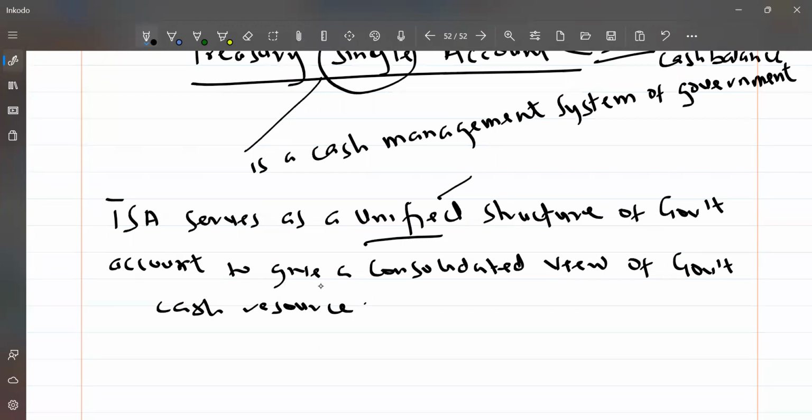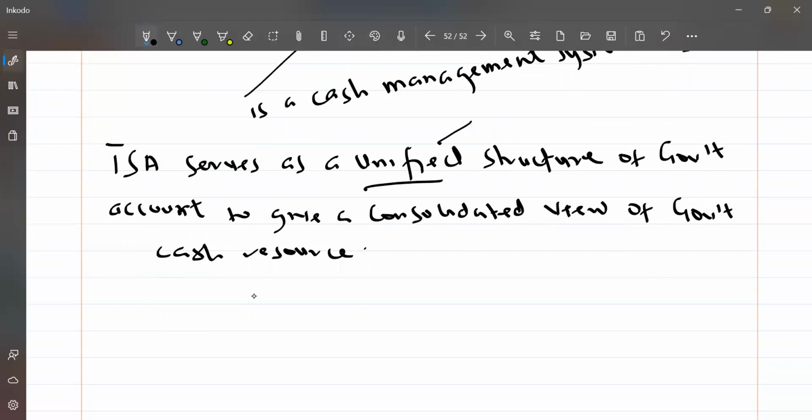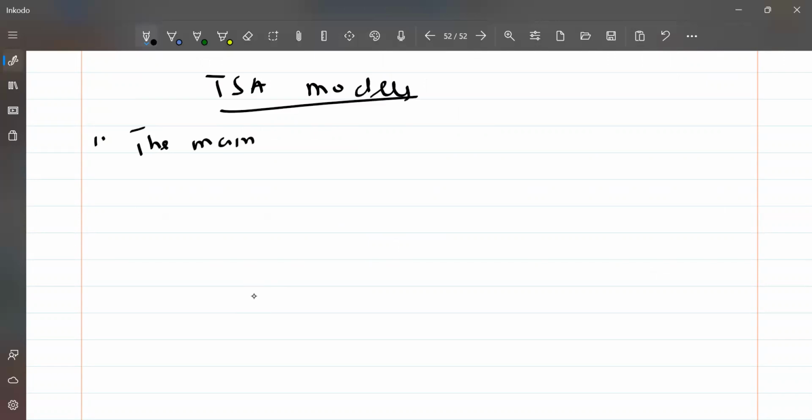Okay, so let's discuss the models of what? The Treasury Single Account, TSA. Okay, models. We have two models, and you need to choose. The first one is the main account, the TSA, and associated ledger accounts.